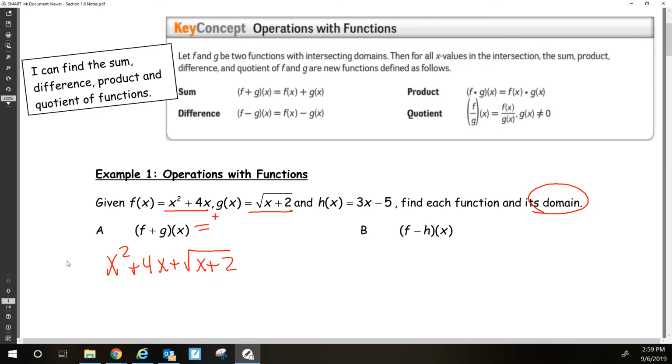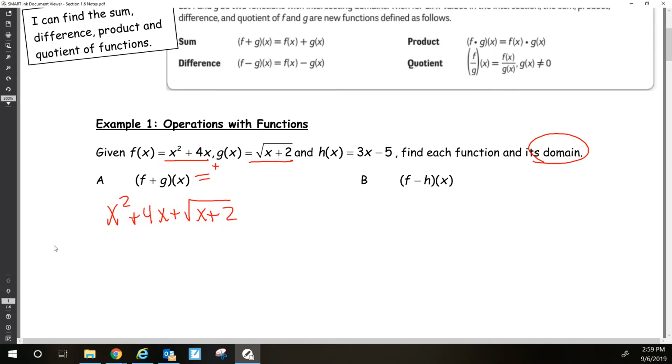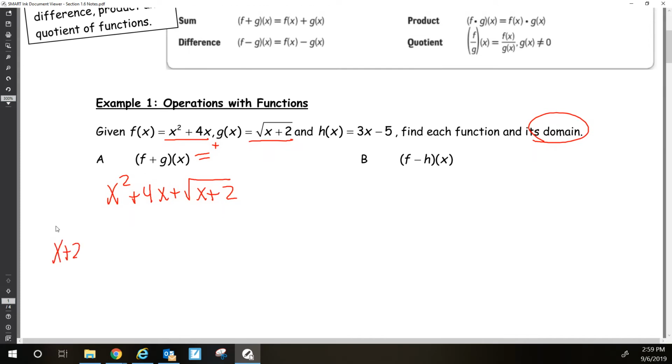Now, the trickier part comes when we're trying to find our domain. Well, we have to worry about the domain of each piece. X squared is all real numbers, no restrictions. X, all real numbers, no restrictions. But what did we say about this guy for the domain? Underneath the square root, it has to be greater than or equal to 0, right? So that means x has to be greater than or equal to negative 2. So the domain for our new f plus g of x function is going to be from negative 2 to infinity, including that negative 2. It's okay to have the square root of 0, right? Square root of 0 is 0.